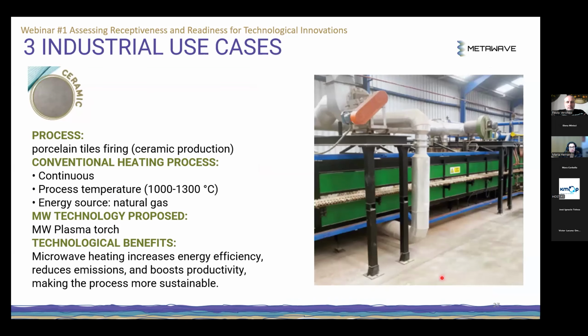So the 3 industrial cases, the first one is in the ceramic sector, a porcelain tiles firing. The current conventional heating process is continuous with a process temperature of 1,300 degrees, and they use natural gas. The microwave technology proposed here is a plasma torch based on microwaves. This microwave heating will increase energy efficiency, will reduce emissions, and also boost productivity, making the process more sustainable and hopefully a bit more flexible.